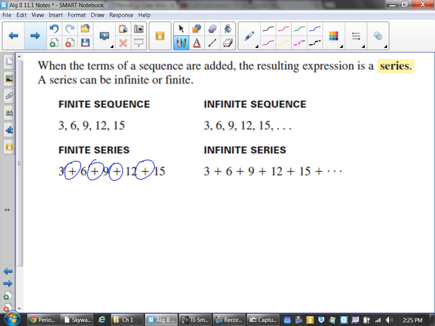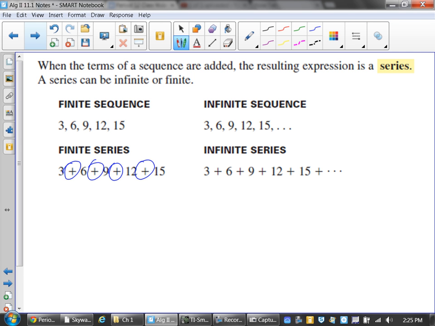Yes, ma'am? Why do you add them? Like, what would you need a series for? If you want to add up a whole bunch of things. So if you want to add up the sums of something.